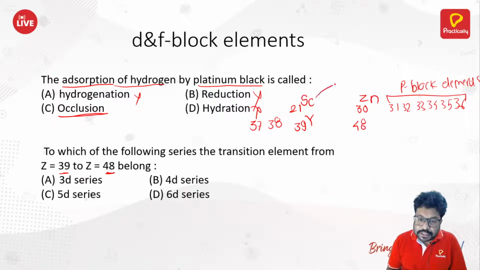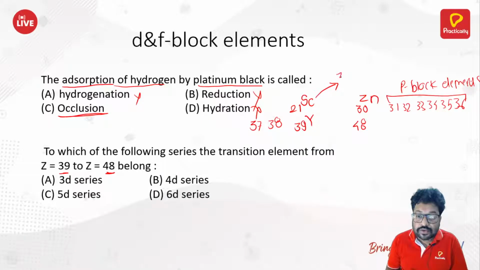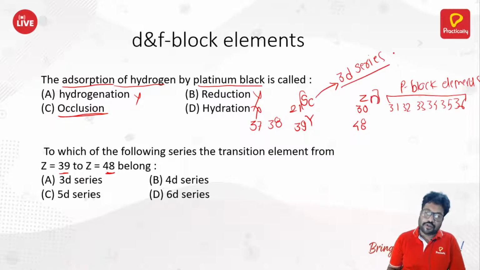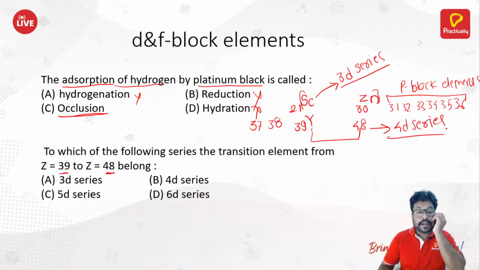So this first series where the penultimate electron was going to 3D, that is why scandium to zinc, this series, is called the 3D series elements. So obviously the very next series has to be what? 4D series. Okay, because it is a series which is just after the 3D series.